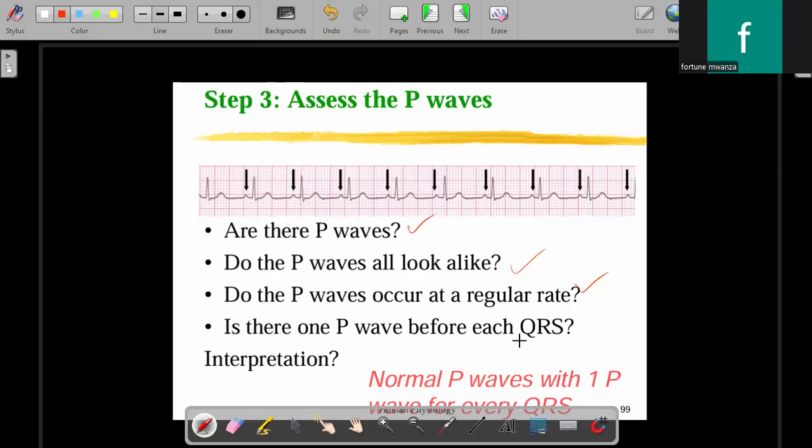You also have to check if your P wave is before your QRS complex. So these are some of the things you need to assess on your P wave. You check if it's there, if they all look alike, if they occur at the same rate, and if they are all before the QRS complex. So that's the third step you need to do.